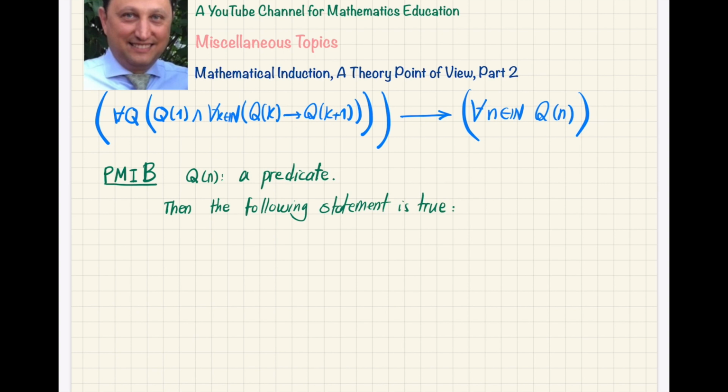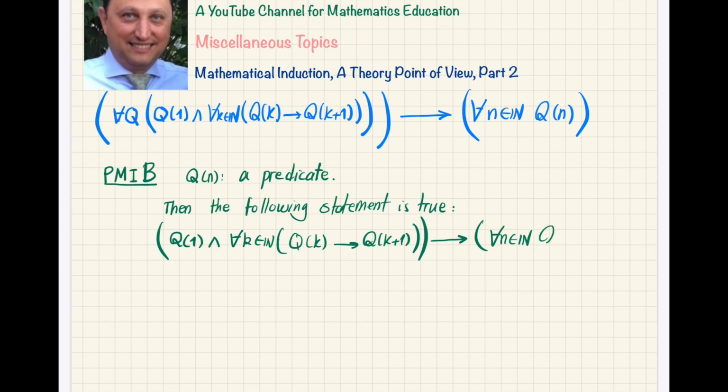What is the following statement? The following statement is that Q of 1 and for all k in N, if Q of k then Q of k plus 1, again all of them in parentheses. Okay, so this is actually shorter. Not more precise, because I will show that they are actually equivalent. But this is another way to express the principle of mathematical induction. This tells you that as soon as you have a predicate expressing something about the natural number n, the following statement is a true statement. Okay? So it's a very nice thing.